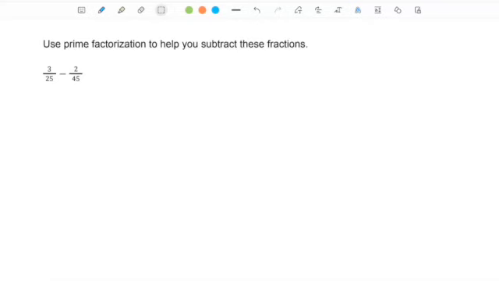Today's A+ question is, use prime factorization to help you subtract these fractions. So we know that when you're subtracting fractions, you have to have a common denominator, so we're going to focus on the denominators and use prime factorization with both of those numbers to complete this process.